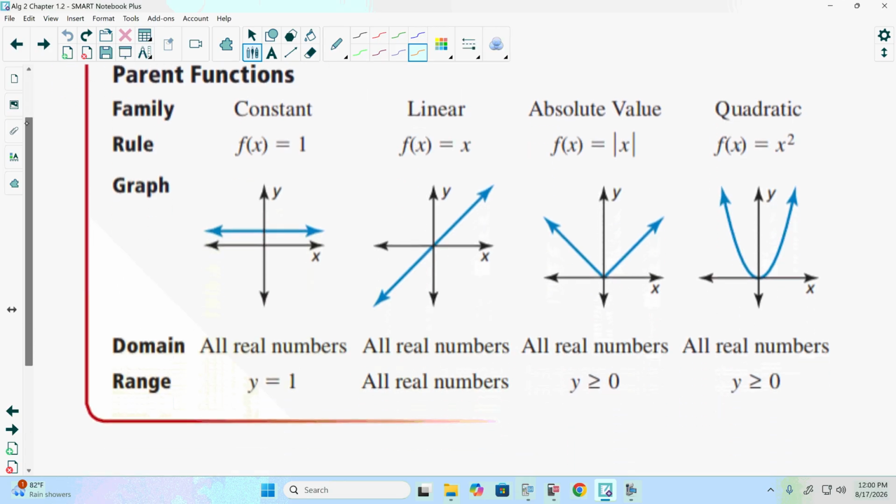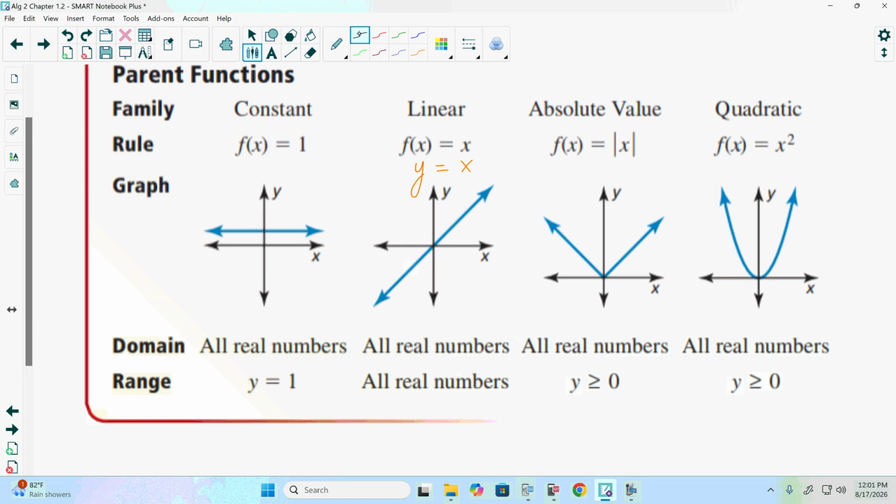Now, what we're looking at today is transformations with parent functions. Now, parent functions are the most basic version of the function itself. So we talk about linear functions, y equals f of x equals x. This is the most basic version of this function. There is no transformations done to it. It is the simplest form of the function.